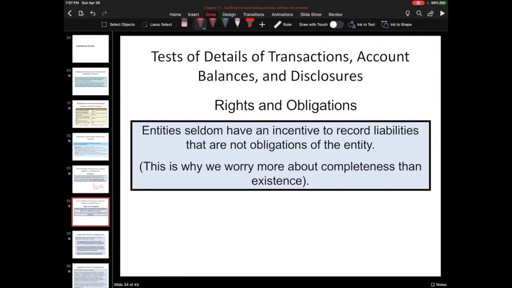All right, rights and obligations, not typically a major concern with respect to AP and accrued expenses, because you wouldn't typically have an incentive to record a liability that wasn't an obligation of the entity. So this is not something where we have a lot of procedures planned around it.